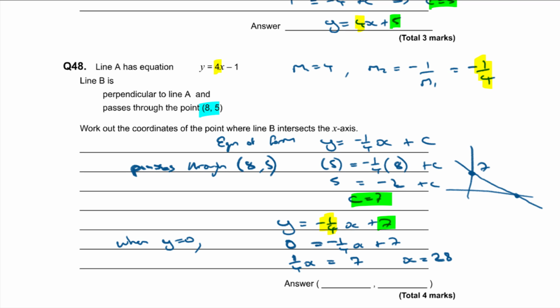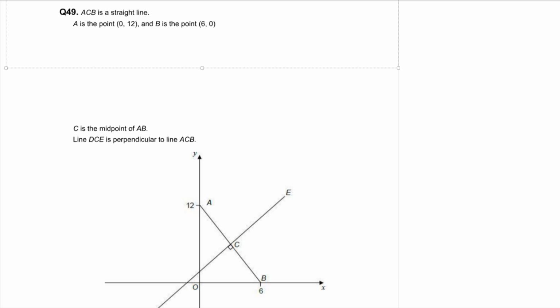Okay, so my coordinate down there is going to be x is 28, y is 0, so 28, 0. Question 49, ACB is a straight line. A is the point 0, 12. Yeah, that's the point up there, that's already on the diagram. B is the point 6, 0. Yeah, I can see that from the 6 written there.